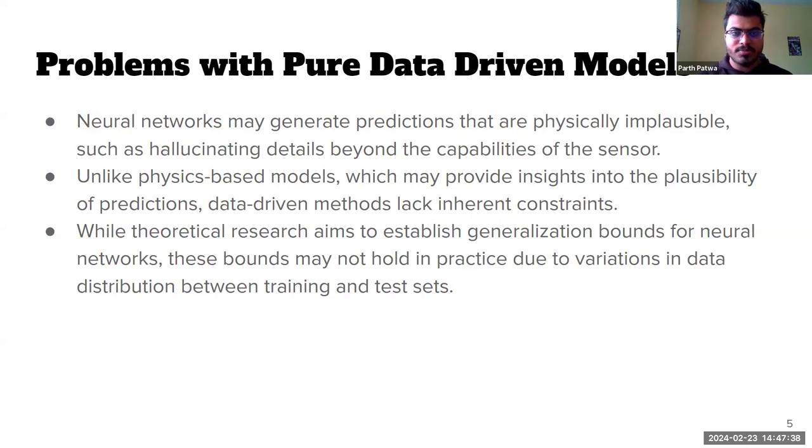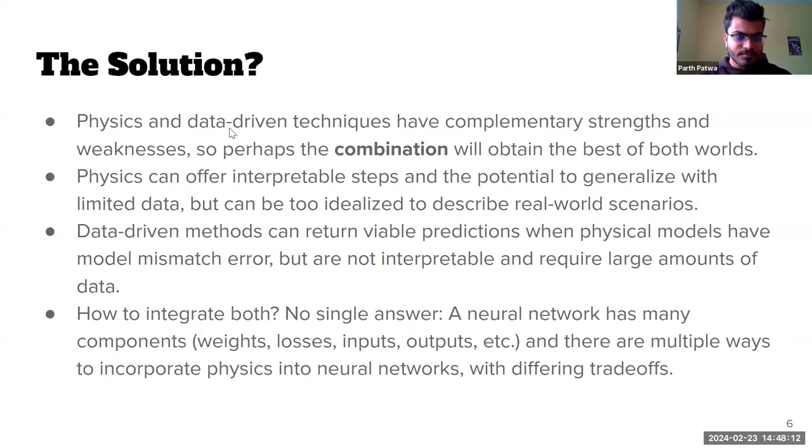But pure data-driven models come with some problems because the neural networks may generate predictions which are physically very unlikely. You might have seen some computer-generated faces which have weird eyes or a nose at the wrong place. Data-driven models lack constraints and are hard to generalize because there are no theoretical bounds. So the solution is merging both physics and data-driven models. It's worth exploring a combination where physics offers some interpretable steps and some guarantees, which helps us generalize to newer data, and data-driven models, in turn, can help with viable predictions which a physical model cannot handle.